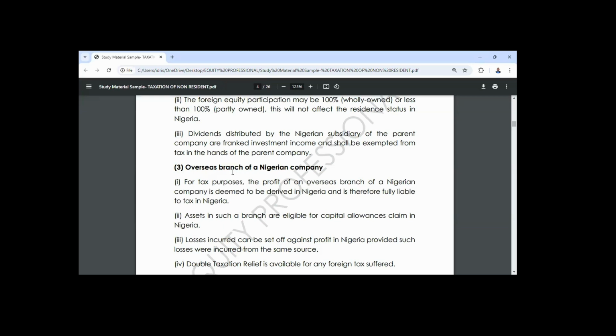Another tax implication under that: assets in such a branch are eligible for capital allowance claim in Nigeria. What that means is that since, when they make a profit in the overseas country through their branch, we are going to tax that profit in Nigeria, before we tax it they have a right to claim capital allowance too, even though the asset of the overseas branch is not in Nigeria. The asset is not located in Nigeria, but they have a right to claim capital allowance.